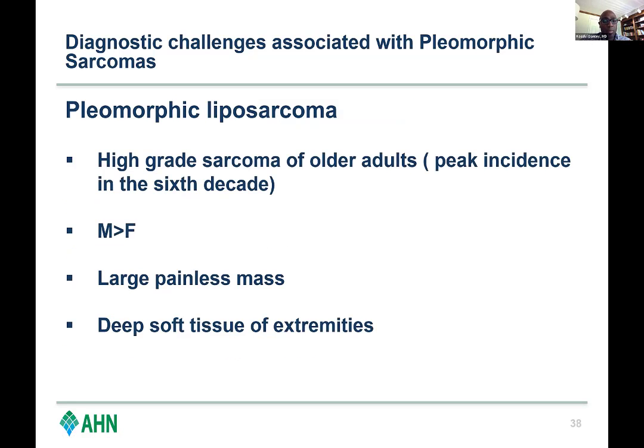Next, the pleomorphic sarcoma I want to talk about is pleomorphic liposarcoma. This is a very rare tumor that affects older gentlemen. The peak incidence is in the 6th decade. Actually, it's between the 6th and 7th. Patients are a little older. It tends to affect more men than women. It presents as a large painless mass and usually affects the deep soft tissue of the extremity.